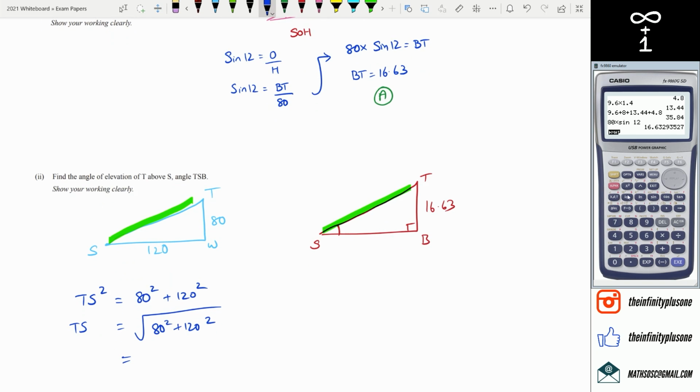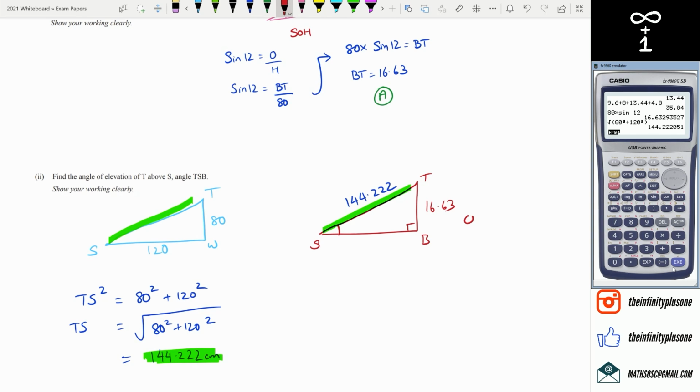I'm just going to go straight into the calculator. So I've got shift square root of 80 squared plus 120 squared, close the brackets, and I'm going to get 144.222. Now that's what TS is. So I'm going to replace it with 144.222 here.